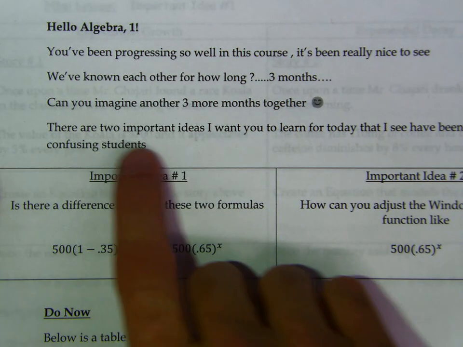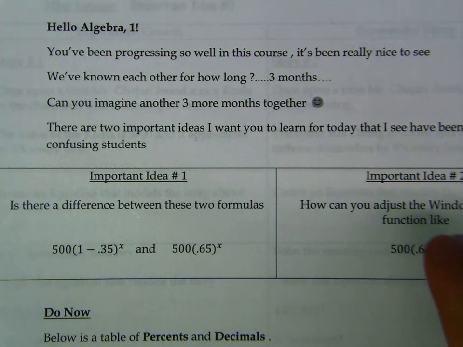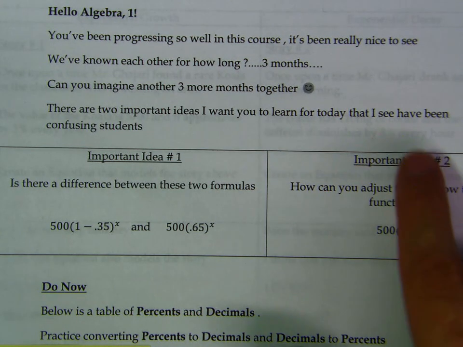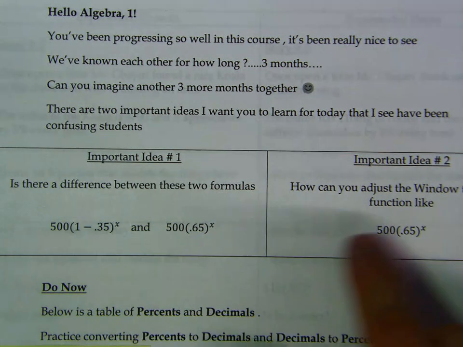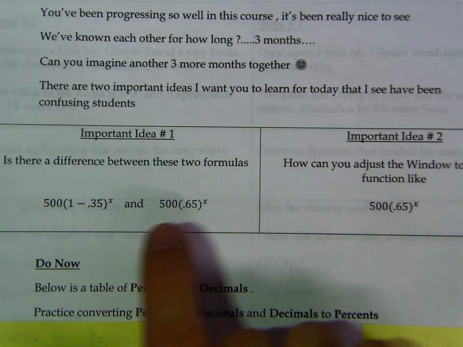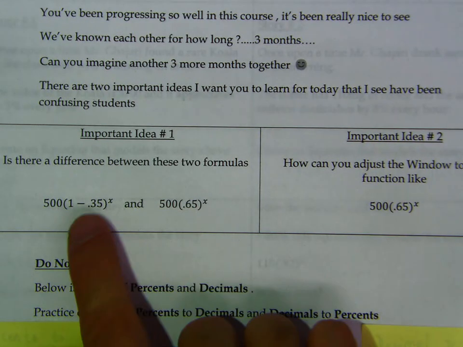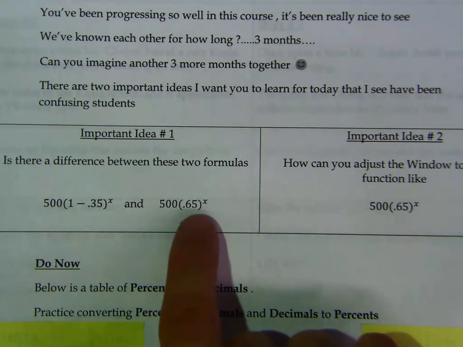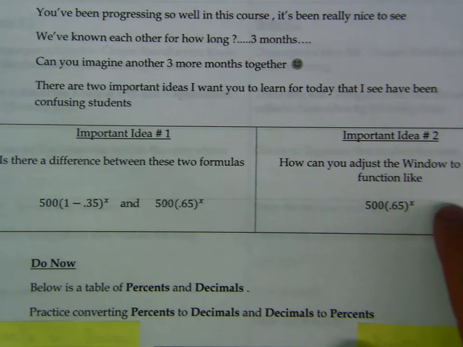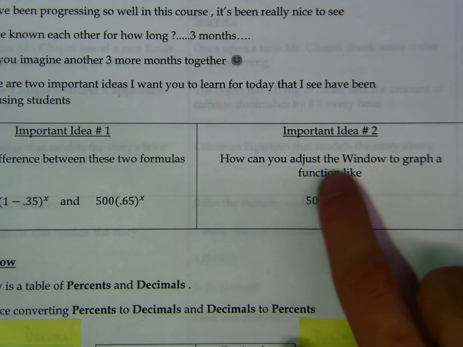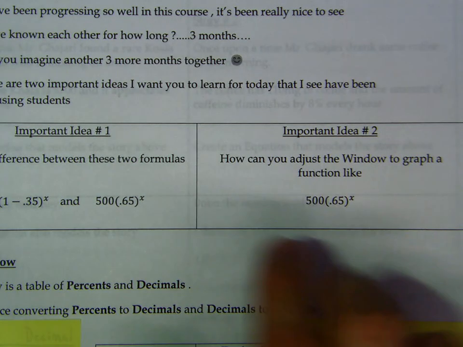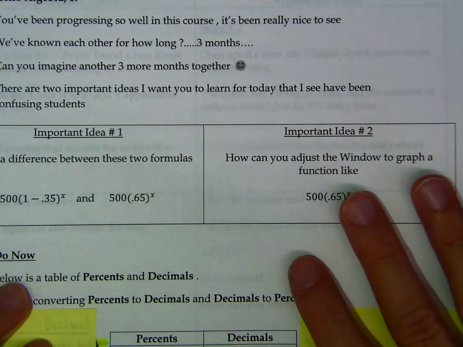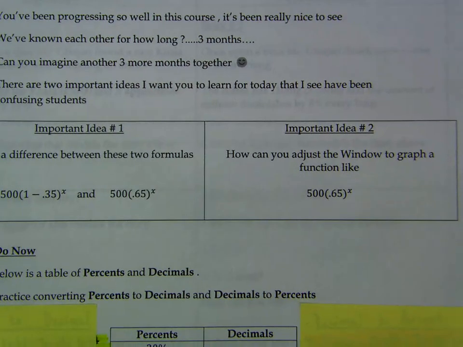There have been 2 important ideas that I want you to learn from today. Important idea number 1 and important idea number 2 that I've been seeing that has been confusing students. The first one is seeing the difference between these formulas. You're used to this, but you're a little shaky when you get this. And the other one is, how do you adjust the window so you could see this graph? So once we're done with these 2 things, this will complete the topic, right? We're almost done. Let's do this.